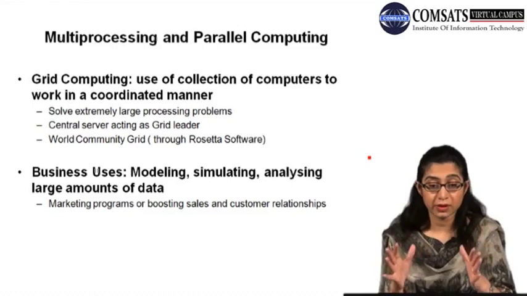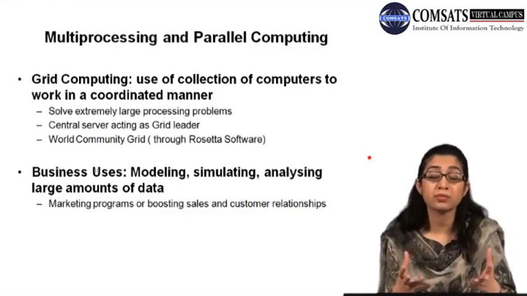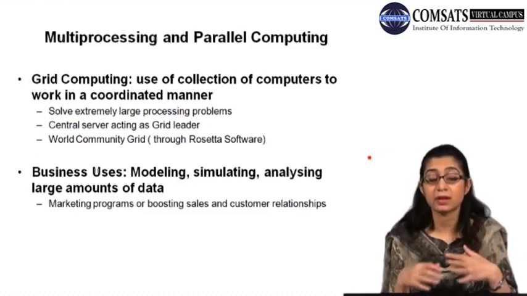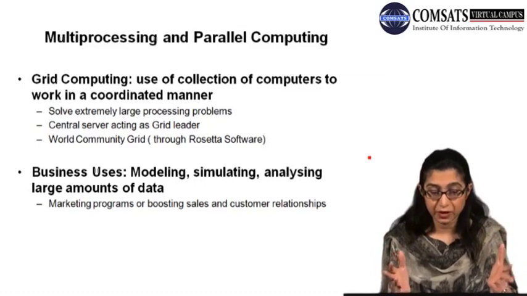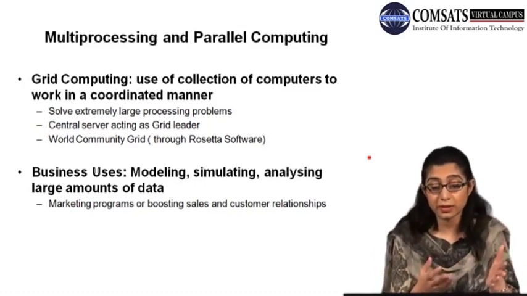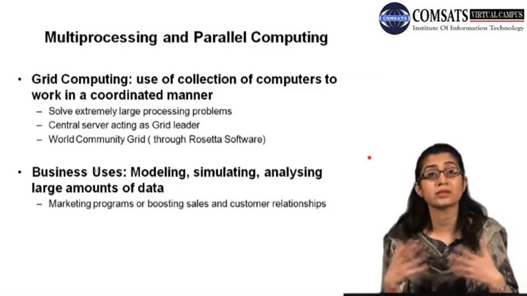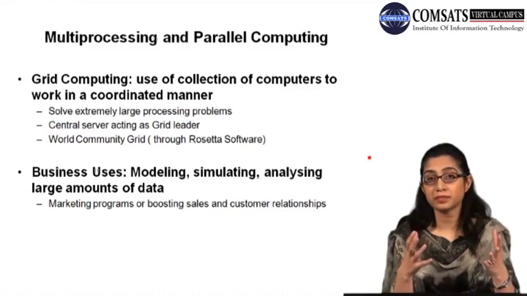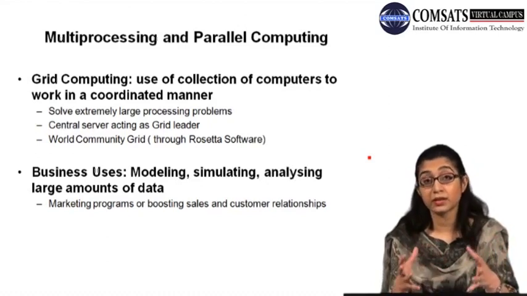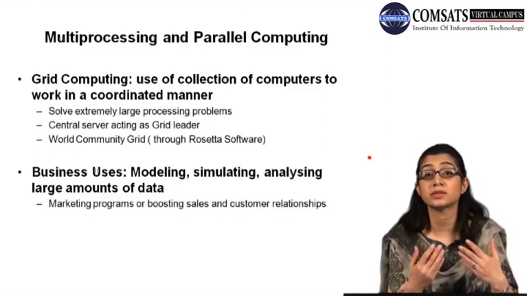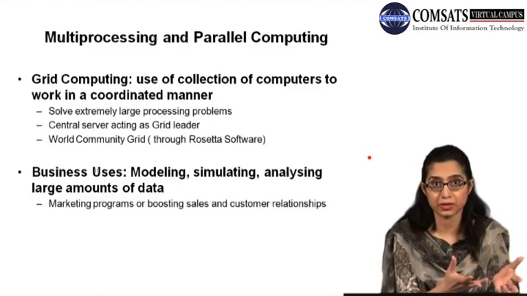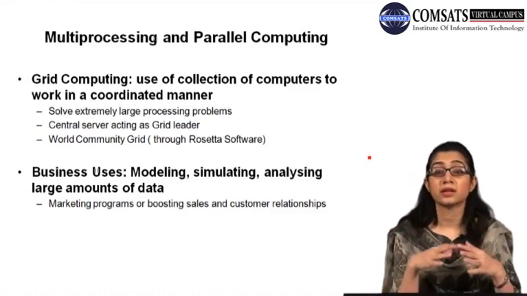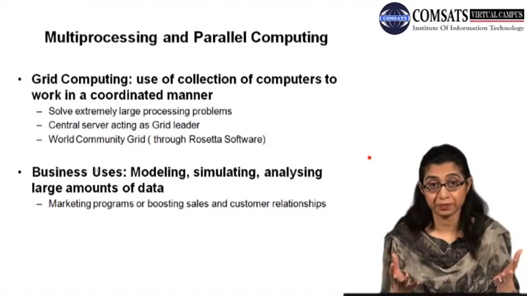Right, now ये parallel computing and grid computing, why is it important for the businesses? Is because businesses use them for modeling, simulating, and analyzing large amounts of data. So it can also be used for the marketing programs for boosting sales and customer relationships. For example, customers का बहुत ज़्यादा data अगर gather हो रहा है, then marketing department ने figure out करना है कि कौन से customers को हम किस किस्म के sales offers दें. ठीक है, किस किस्म की offers दें. So these kind of data can be analyzed by grid computing or parallel computing.